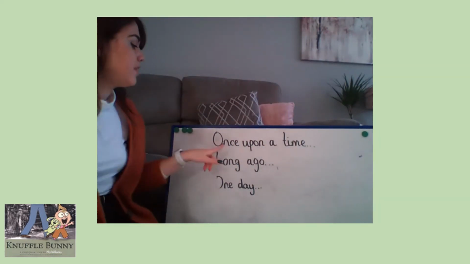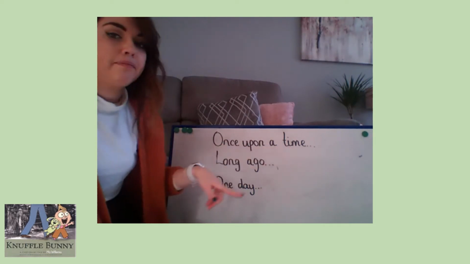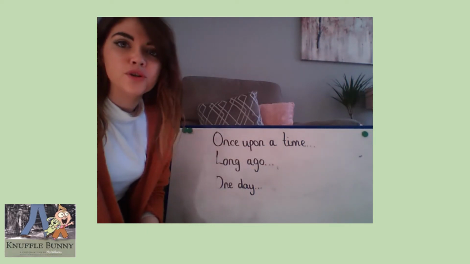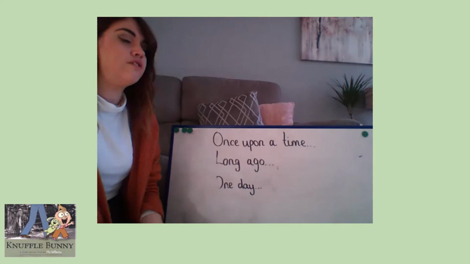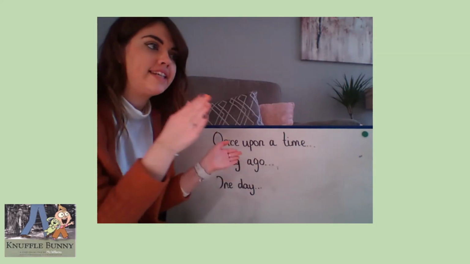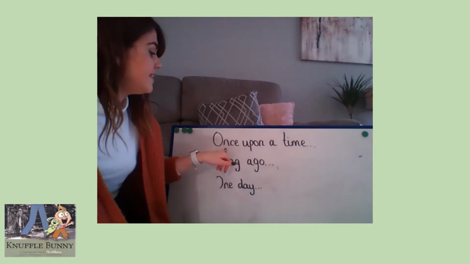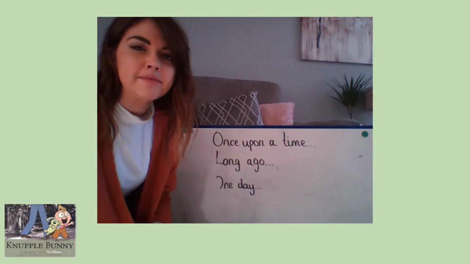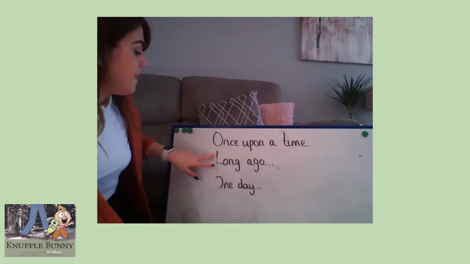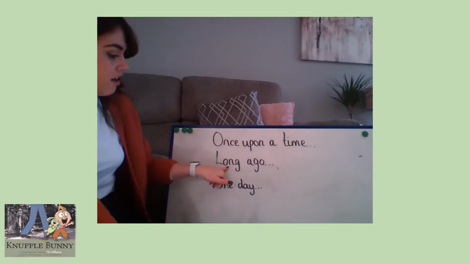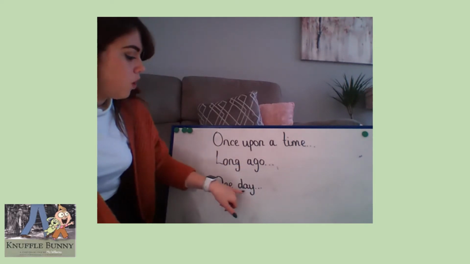Okay, so there are lots of different ways that we could begin to write a story. On my board, I've written 3 of them, so let's have a little look. My first one says once upon a time, and this one tends to be in more traditional stories, so stories that are very, very old, that have been passed down from generations, from families to families. This tends to be the most common one, the one that we see the most at the beginning of stories. But there are also 2 other ones that are long ago and one day.